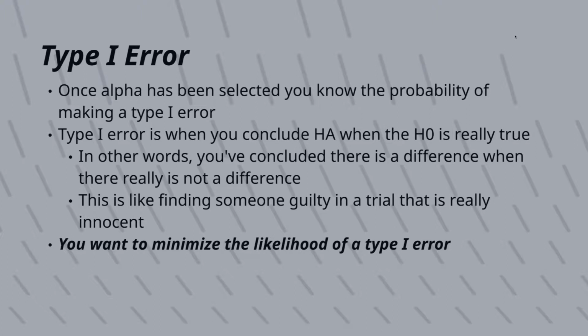Remember, our type 1 error in the legal scenario is when someone is truly innocent and we found them guilty. In the statistical scenario, it's when you conclude the alternative, or you find for the alternative, when the null is really true. So you've concluded there is a difference between your treatment or intervention arms when there really is not a difference. Again, this is like finding someone guilty in a trial when that person is really innocent. Understandably, we want to minimize the likelihood of a type 1 error. That's why it's often a very small value, 0.1 or smaller.